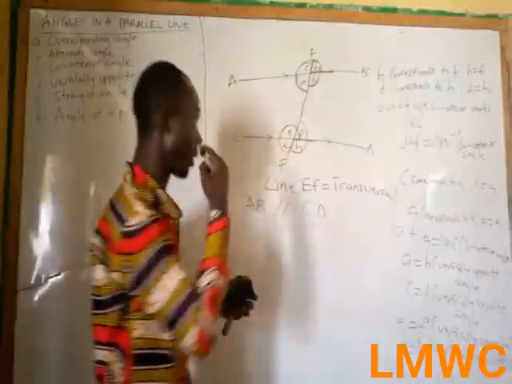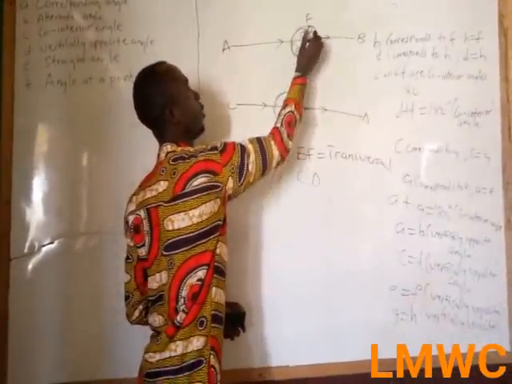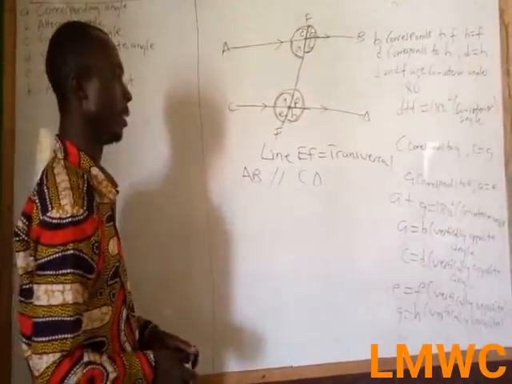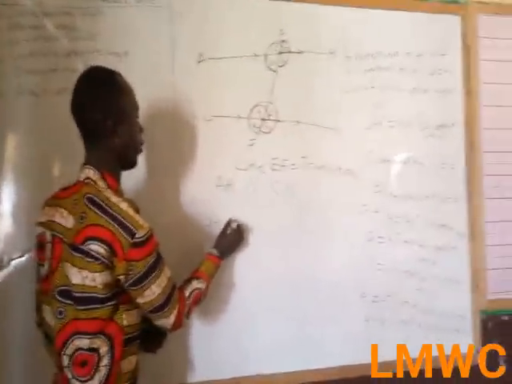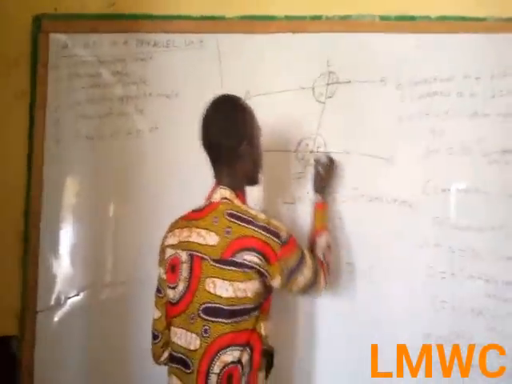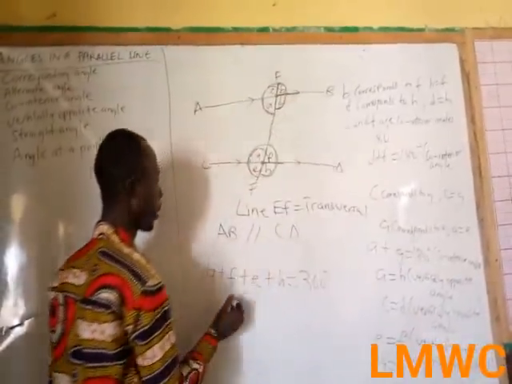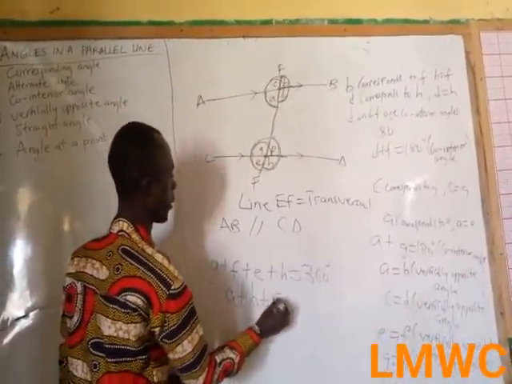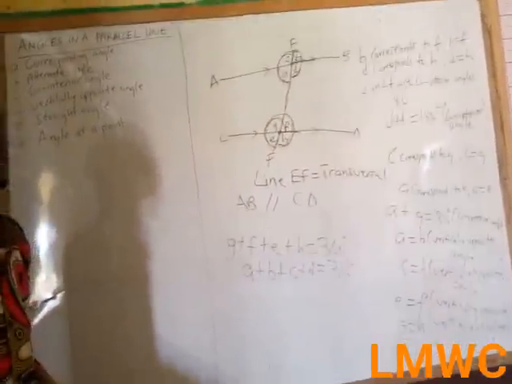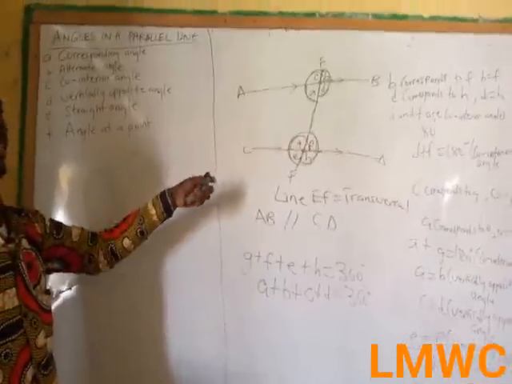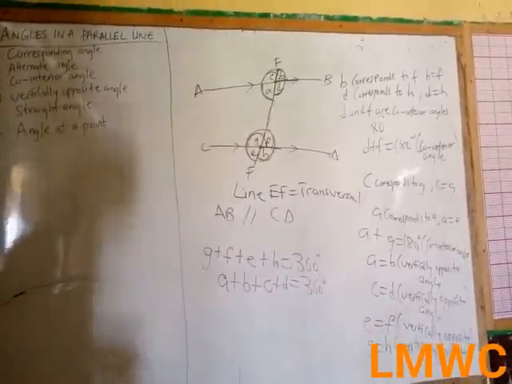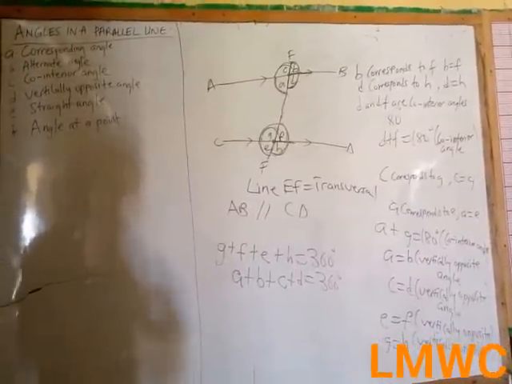We also have angles at a point. This is a point. This too is a point. This means the sum of these angles is equal to 360 degrees. So J plus F plus E plus H is equal to 360 degrees. Angles at a point. Here too, it becomes A plus B plus C plus D equal to 360 degrees. Once we know this, we are safe to solve questions under this. So always note that corresponding angles are equal, and vertically opposite angles are also equal.